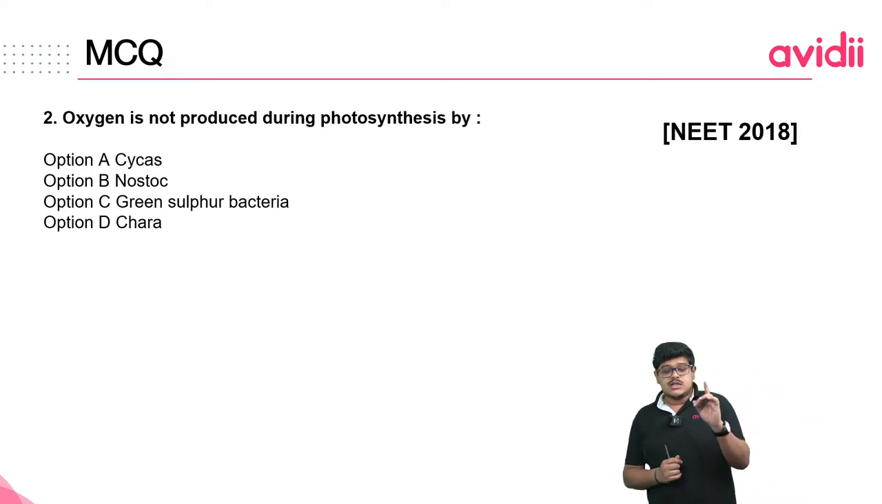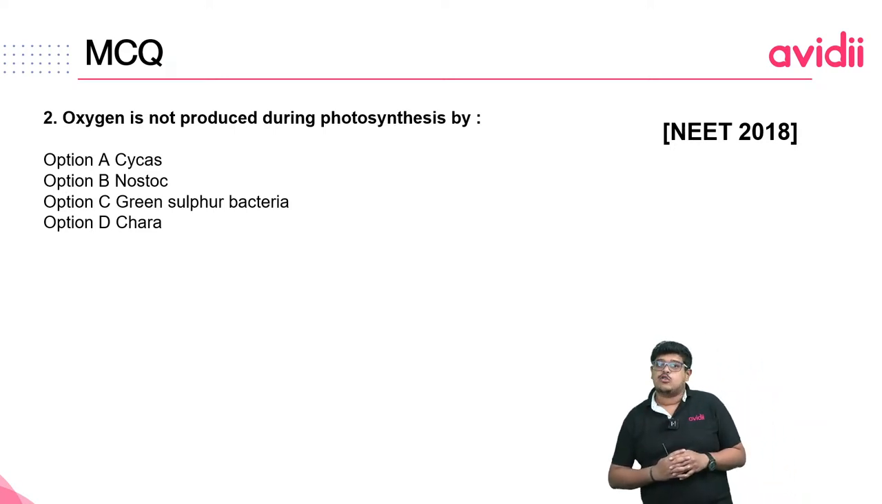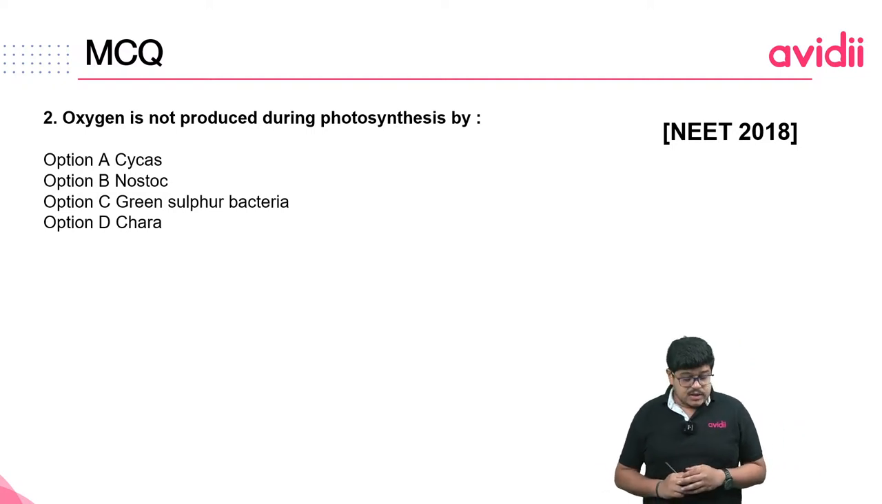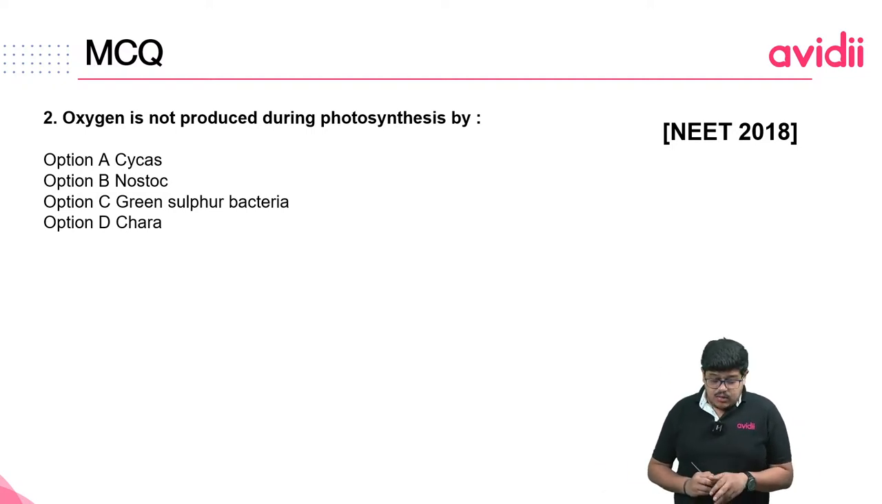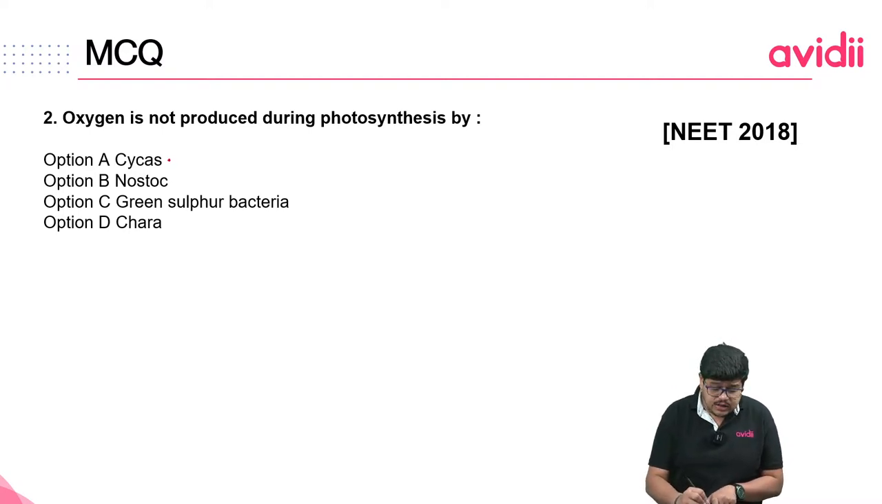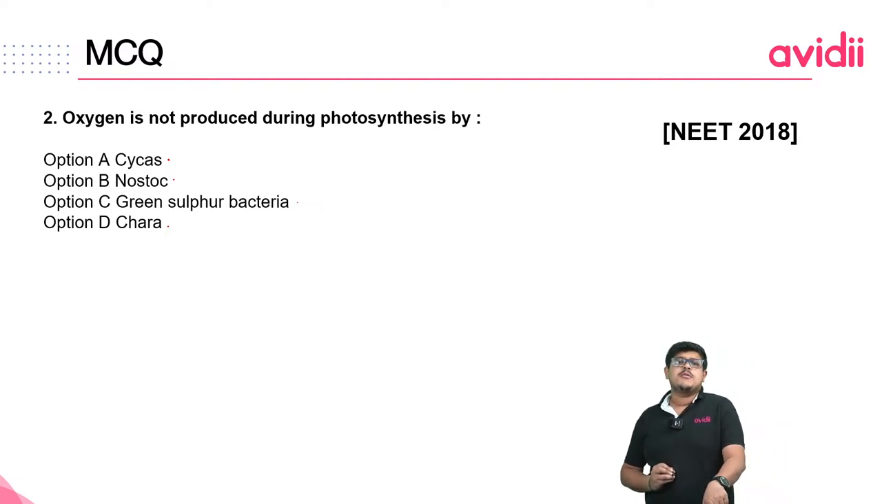Next, oxygen is not produced during photosynthesis by, आपके पास option है. तो oxygen कहाँ से produce नहीं होता है during photosynthesis? Now obviously you will be thinking कि how to answer this question, but for this you need to have the clarity of all these, you know, all these organisms. You need to have a proper clarity. Not only clarity, their unique features.